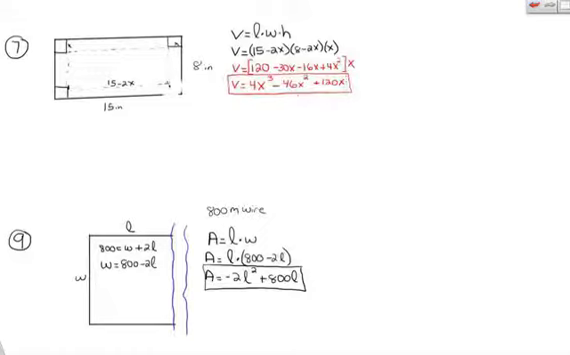Number 7 should be pretty straightforward because I've already set it up to be the volume equation, which is a cubic function. And so now when I take the derivative, I get 12x squared minus 92x plus 120. And now I just want to set v prime equal to 0.